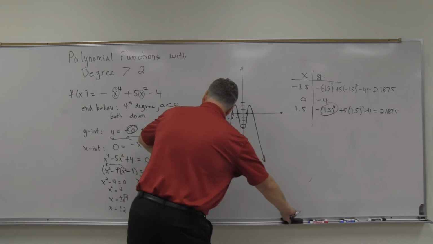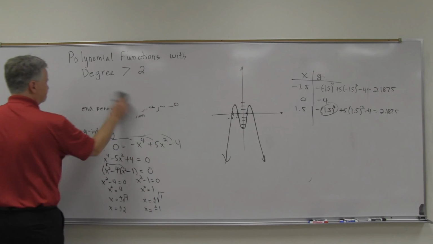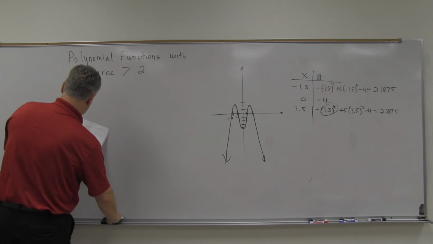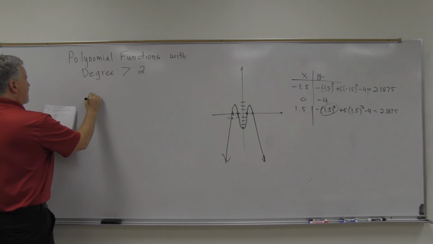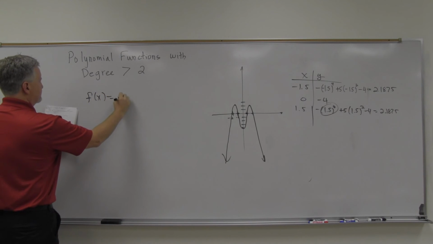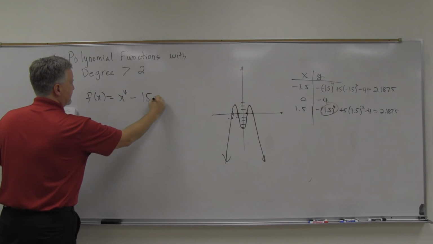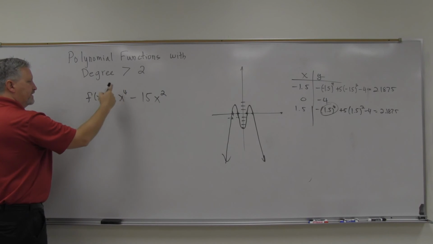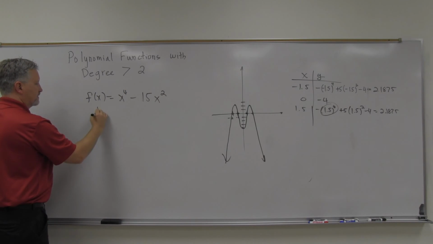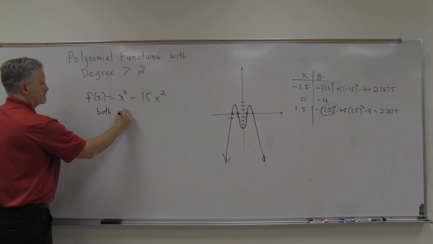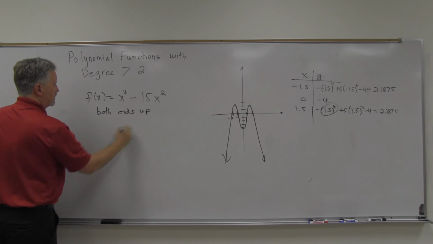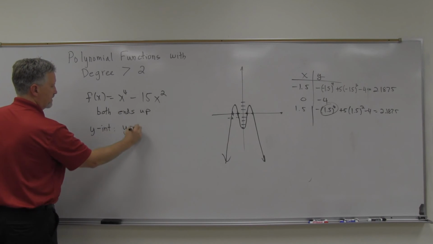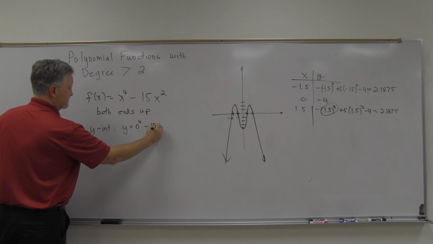All right, let me show you one more. Let's say we've got f of x equals x to the 4th minus 15x squared. So again, we've got 4th degree, but a is positive, so both ends up. The y-intercept, easy. Set x to be 0. That's going to be 0.